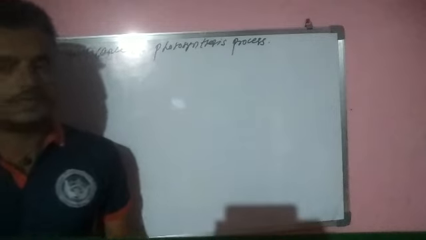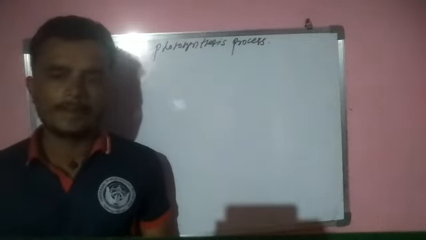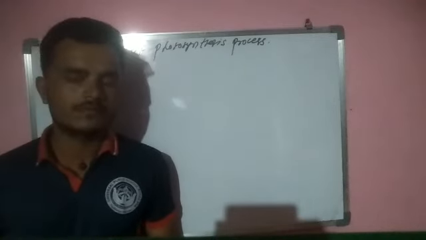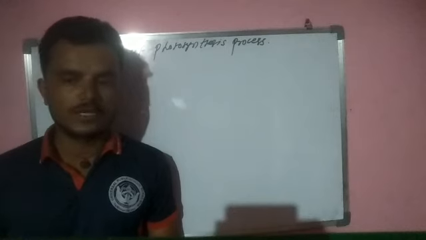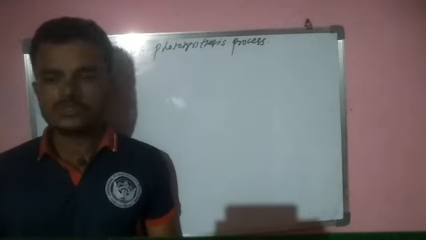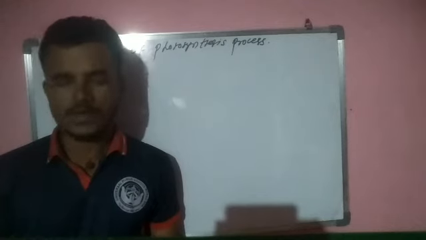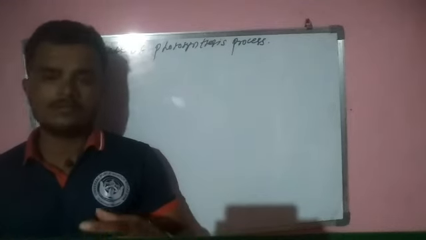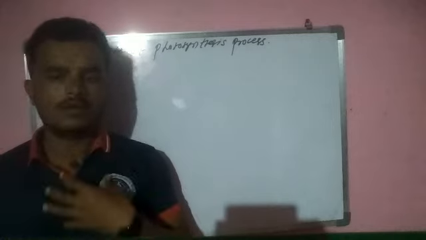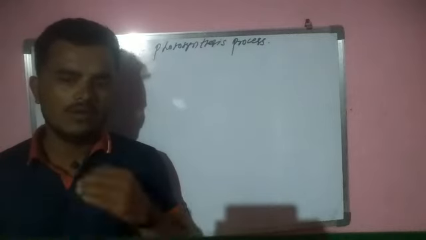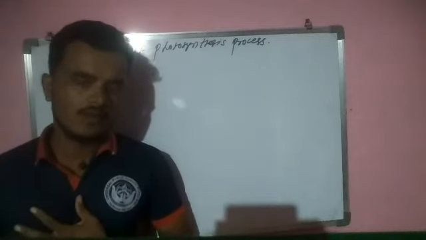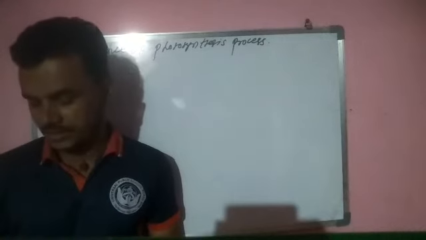So already we discussed plants prepare their own food with the help of photosynthesis process. Photosynthesis provides food for all. Understand? So plants prepare their own food with the help of photosynthesis.